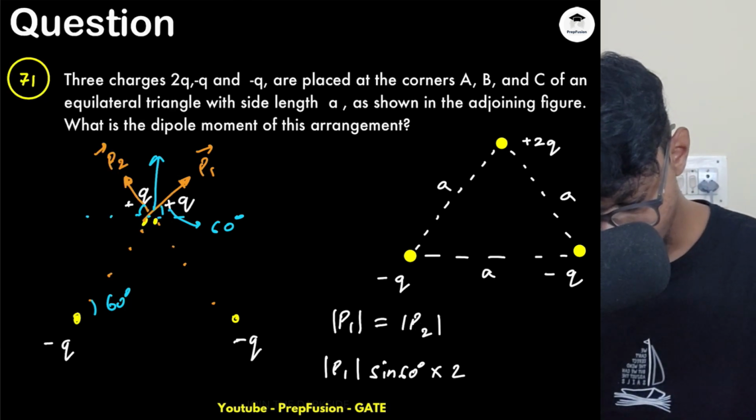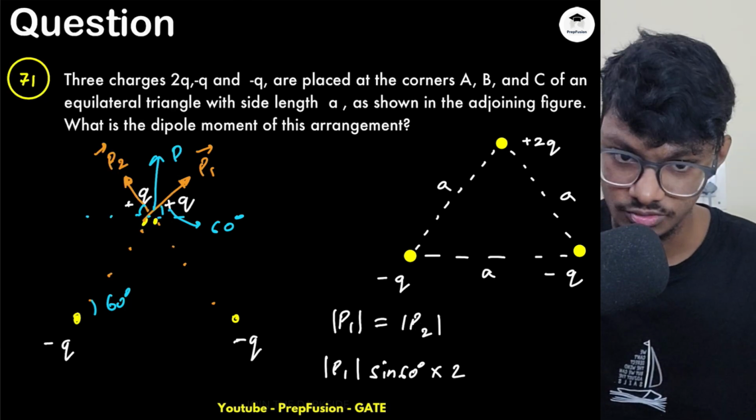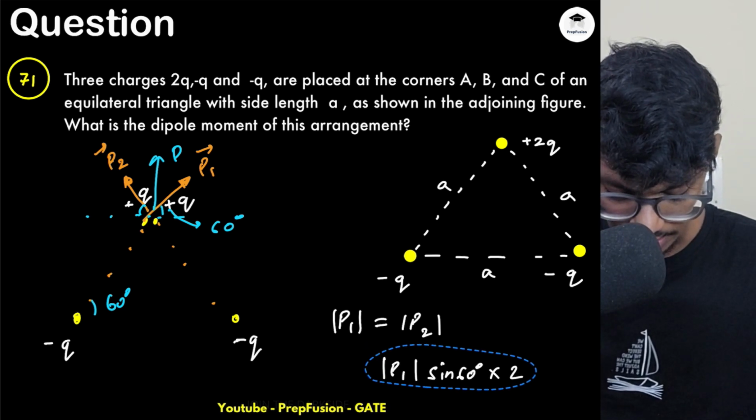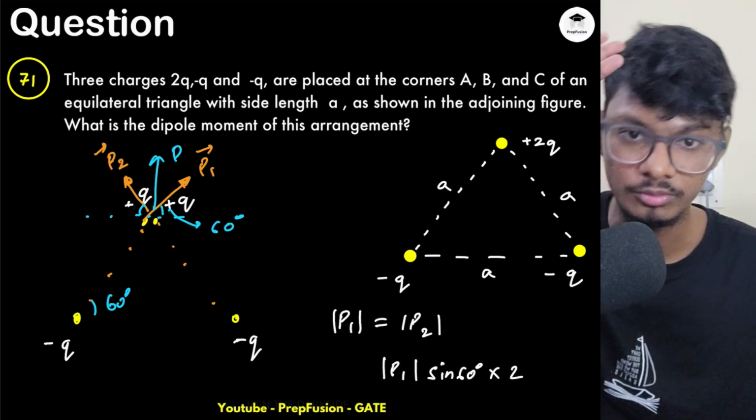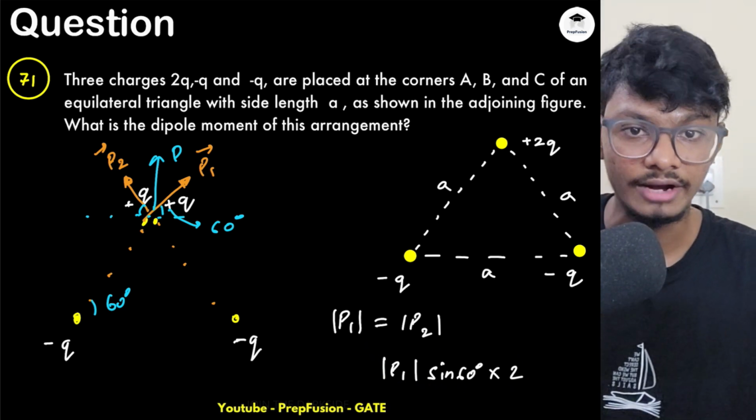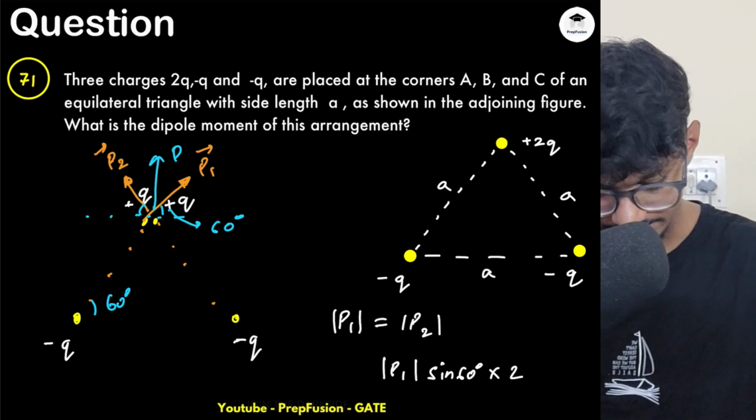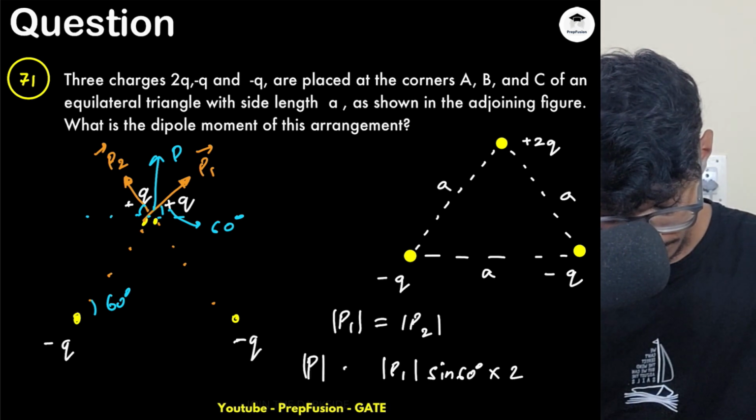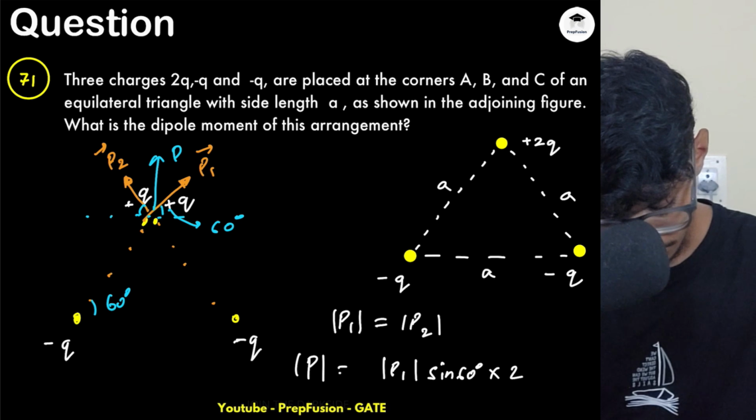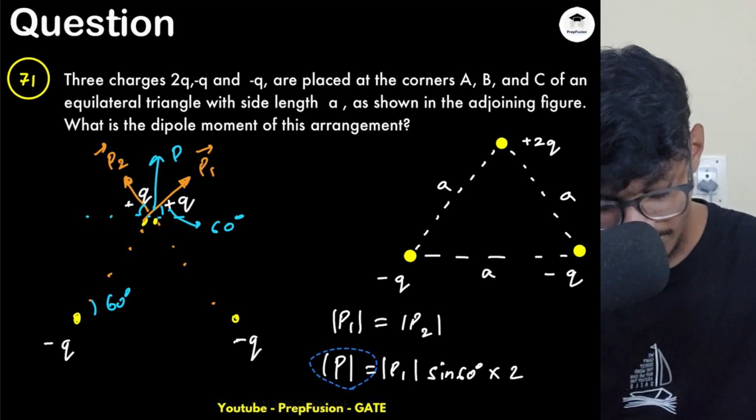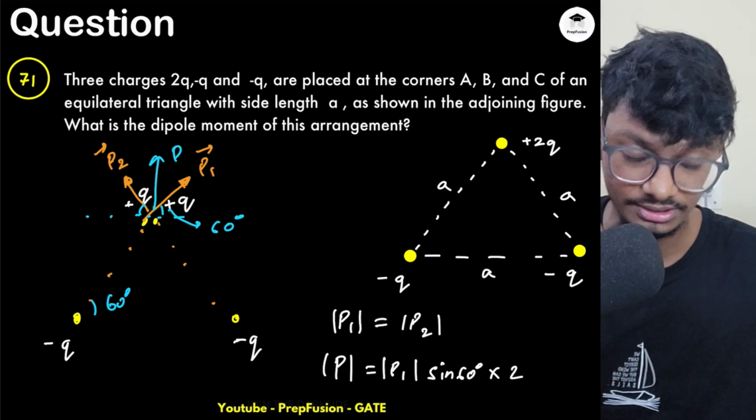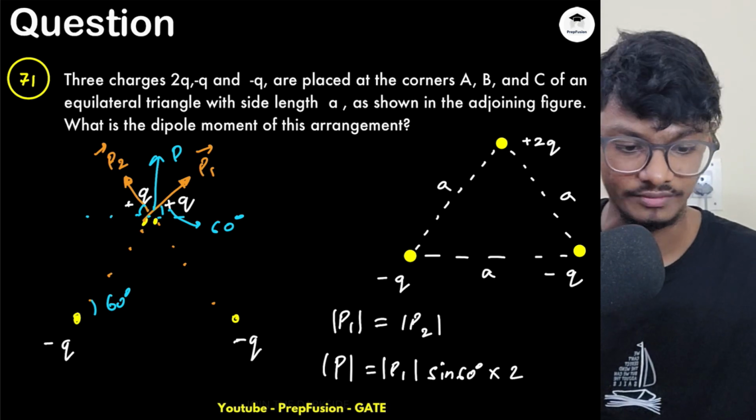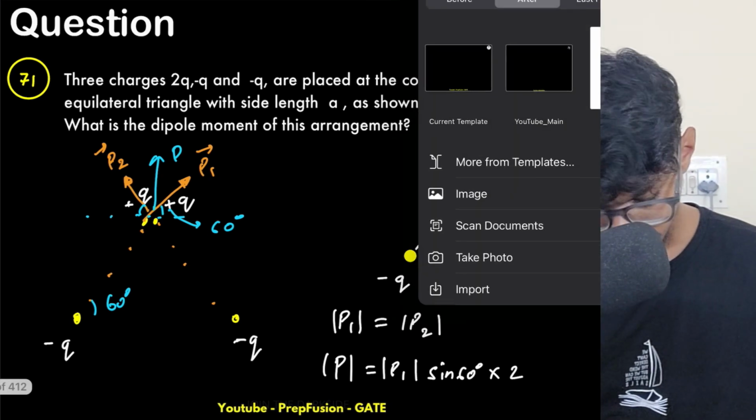This is my dipole moment P of the equivalent system. This is not actually representing a dipole moment, but of the equivalent system. If you have to find out the dipole moment, I can write it like this, right? Dipole moment of the equivalent system. Okay, I hope you understand. This is just an equivalent system, not actually like a dipole moment is present here, right? Just the equivalent system.